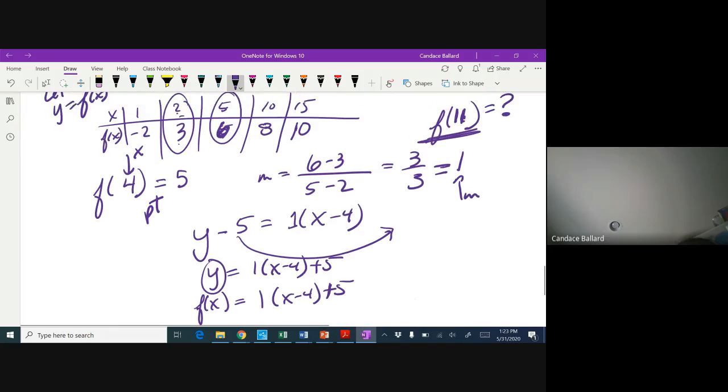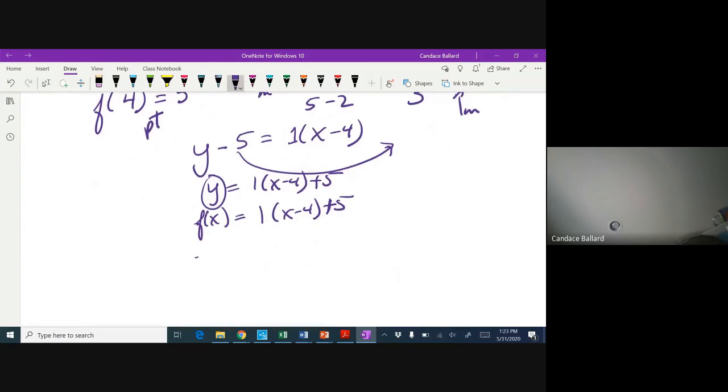That won't last long. All right, and then I'm going to plug in the 11. So f of 11 equals 11 minus 4 plus 5, and then I would be done. Oh, and on this one, it's an approximation, so it should be an approximately symbol.